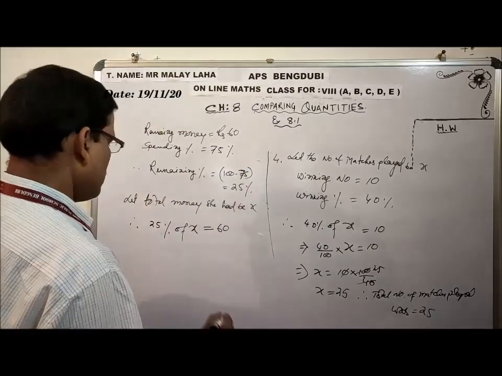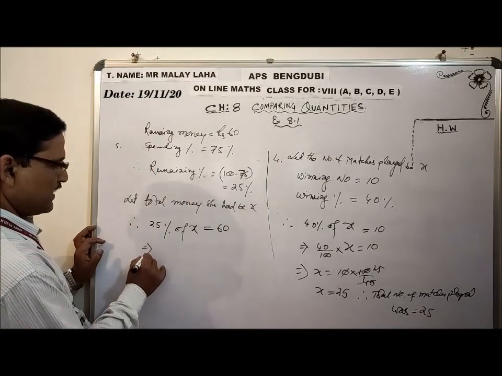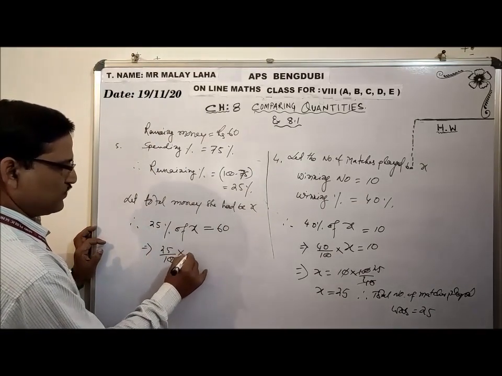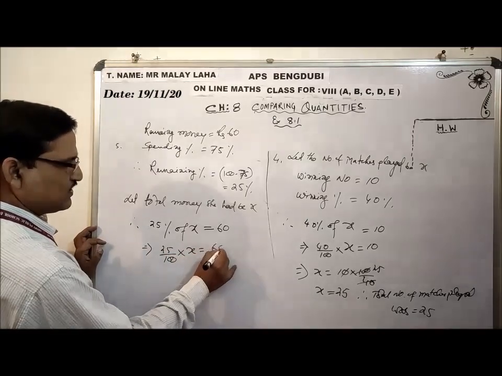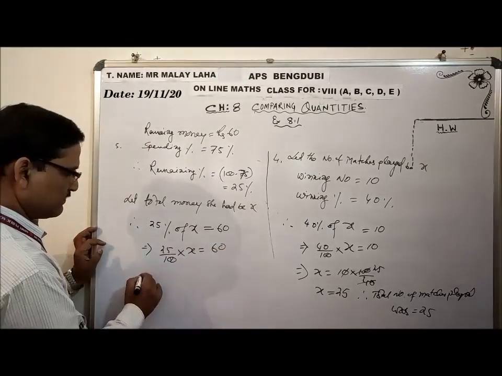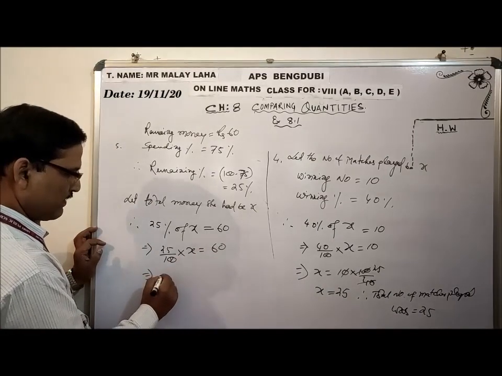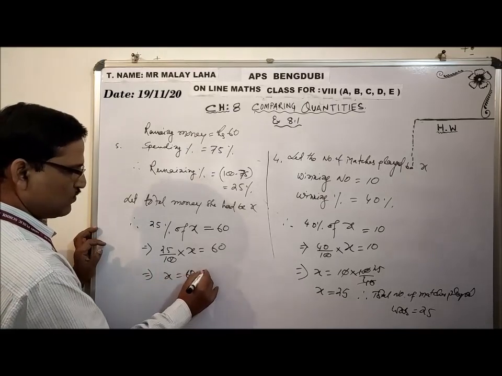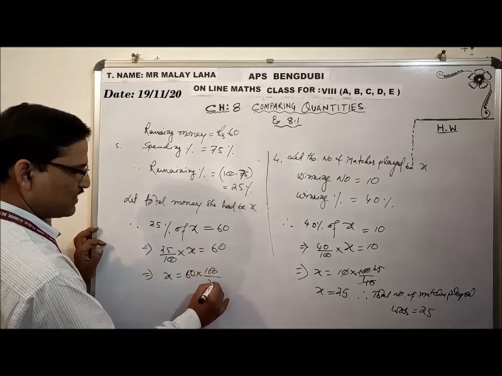Now, find the value. So that will be 25 by 100 of, meaning times X, equals 60. Good. X we leave here, and by transposing 25 by 100, X equals 60 into 100 by 25.